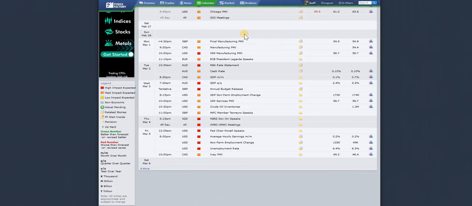So let's have a look at the news first up. This is the week ahead. So the first date of the new month, March the 1st. Great date because it's my birthday. So March the 1st through to March the 5th, which is a Friday. This is Forex Factory, the economic calendar.